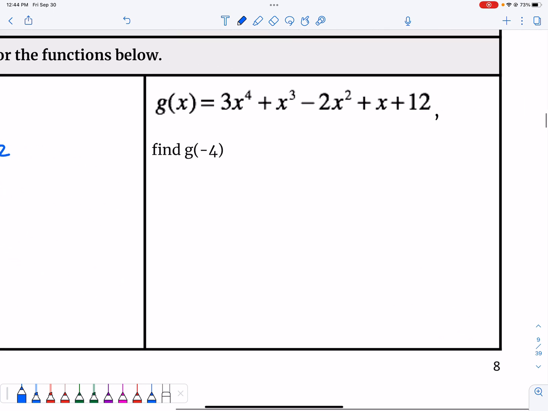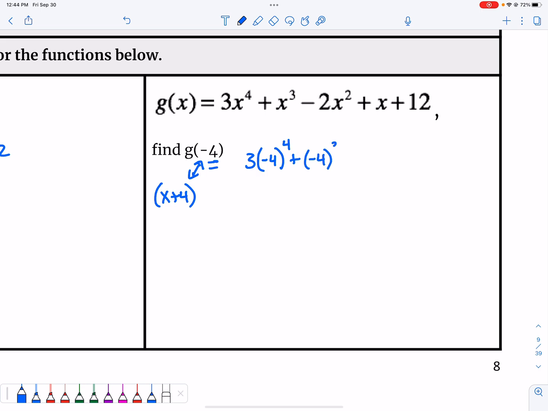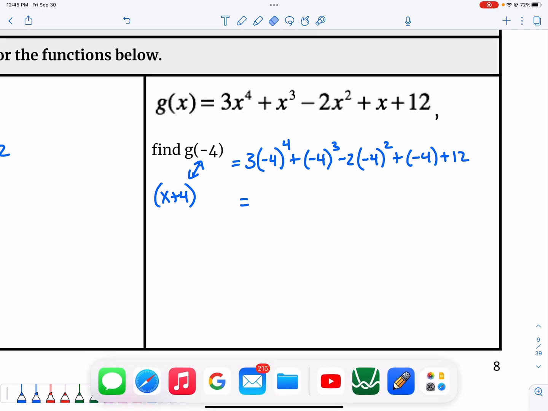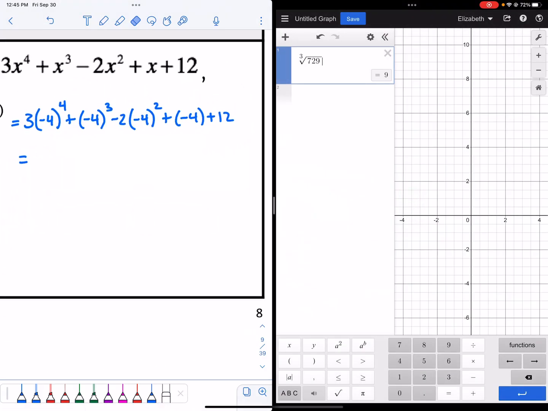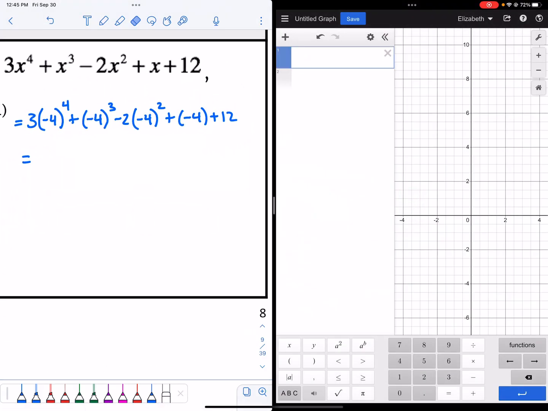Okay, last one. If they're asking us to plug in -4, we're seeing if x plus 4 is a factor because those two go together. The root is -4, the factor is x plus 4. But we can just substitute it in and figure out what that would be. This one has a whole lot of exponents, so I'm just going to use my calculator to simplify this last one. So let's just carefully type all that in and see what we get. I would be careful you don't miss anything when you have this many terms.